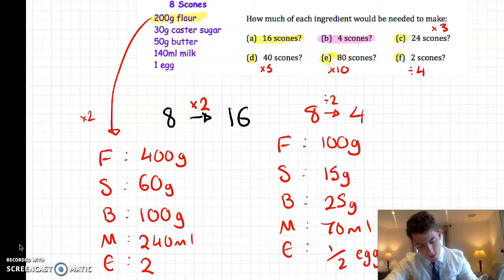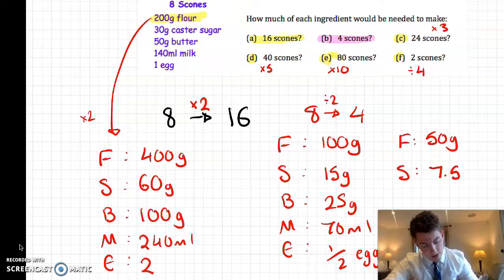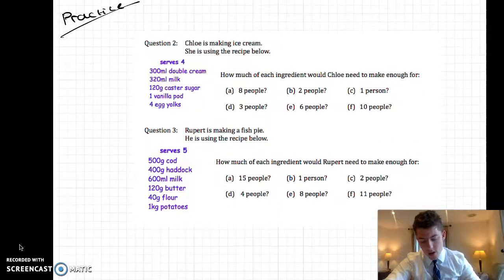So we're going to go 200 grams of flour divided by 4 is 50 grams. Sugar, 30 divided by 4 is 7.5 grams. Butter, 50 divided by 4 is 12.5. Milk, 140 divided by 4 is 35 milliliters. And 1 egg. Ooh, this is where it gets difficult. A quarter of an egg now. Great. Copy that down. And then you've got 2 questions.